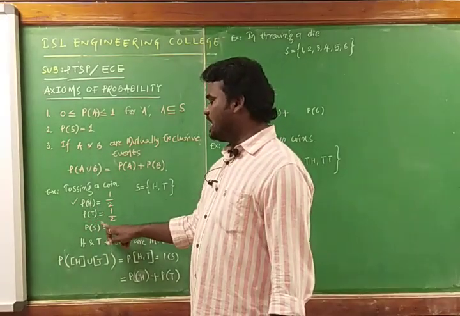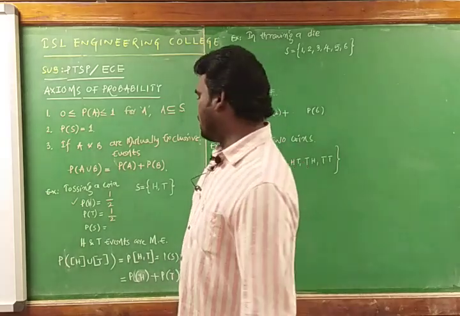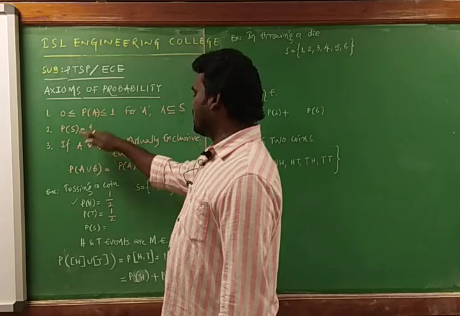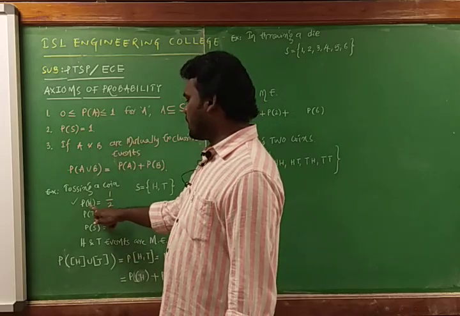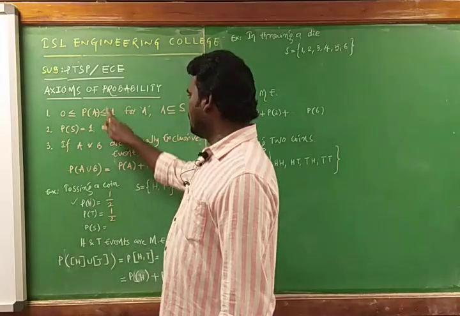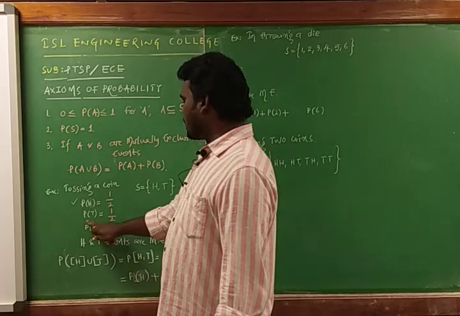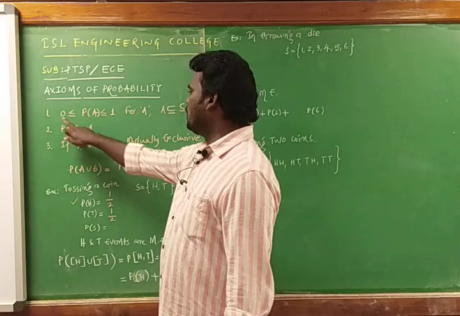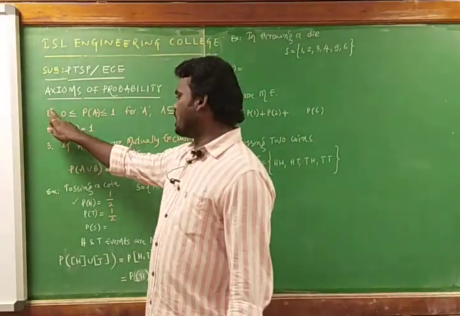The probability of getting the head is 1 by 2 and the probability of getting the tail is also 1 by 2, and the probabilities of all the events must be less than or equal to 1. Individually, the probability of getting head is 1 by 2, which satisfies condition 1. The probability of getting tail is also 1 by 2, which also satisfies condition 1.